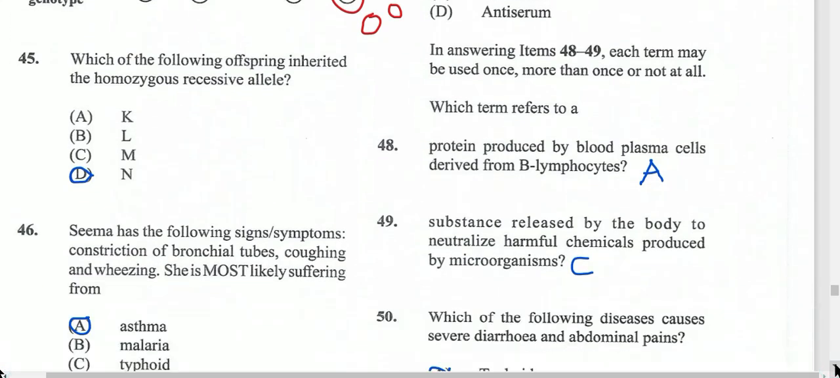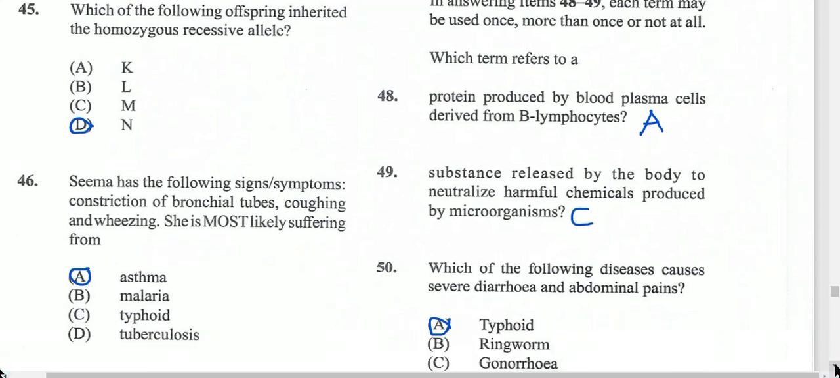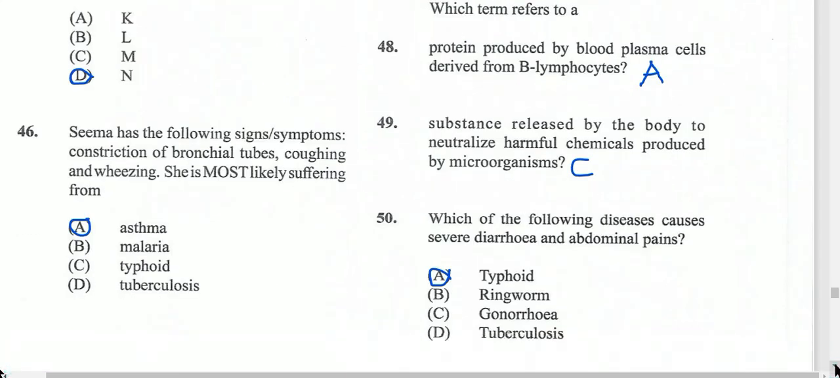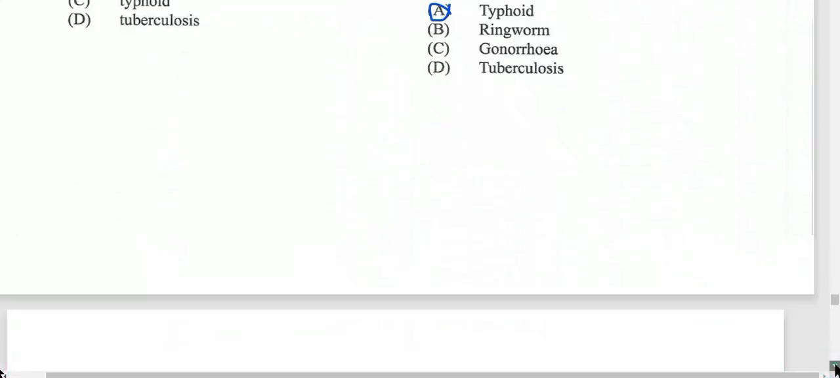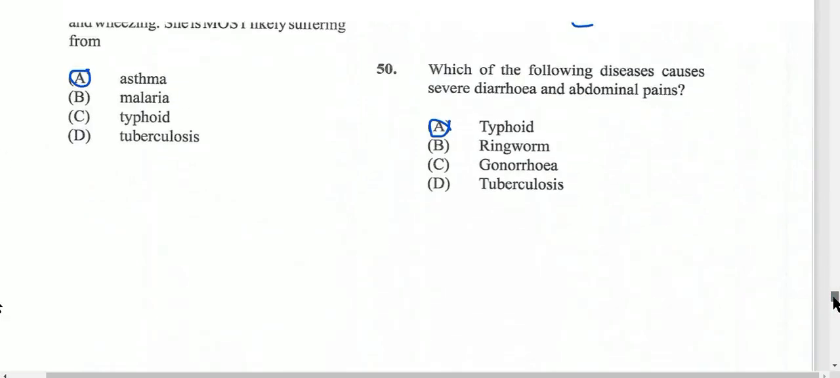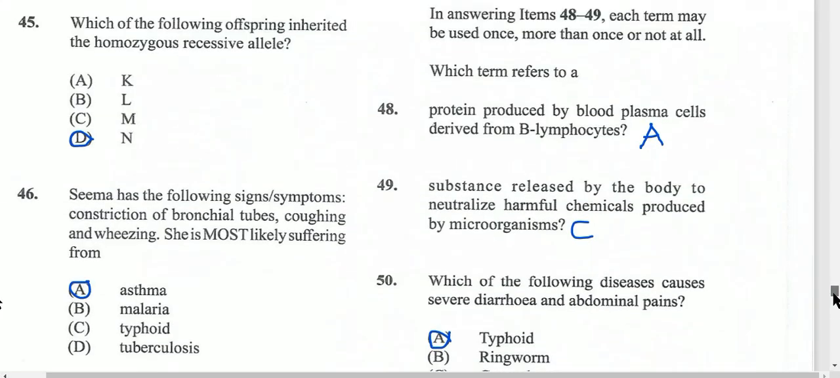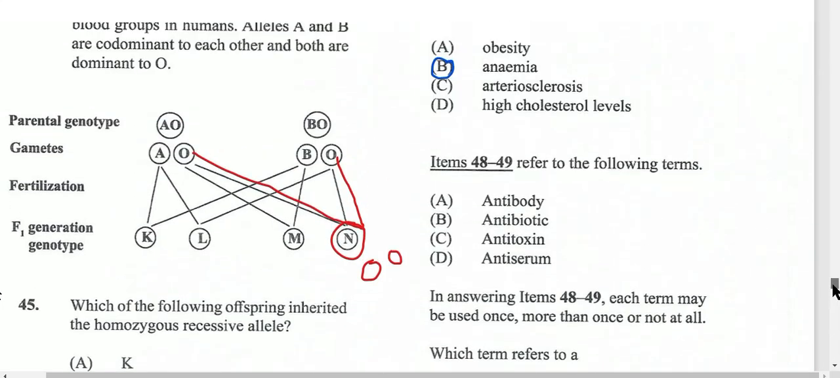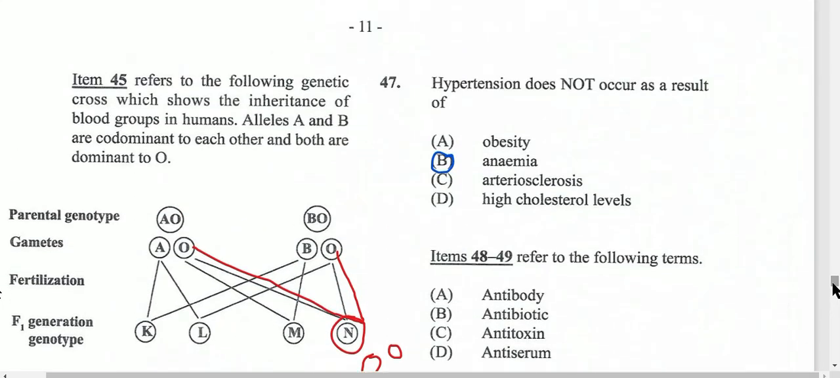46, Sema has the following signs and symptoms: constriction of her bronchial tubes, coughing and wheezing. She is most likely suffering from asthma. This is a repeated question, so you want to pay much attention to it. Repeated a couple of times as well. So of course 46, which is A, you probably want to look at it very closely. Now we move on to 47.